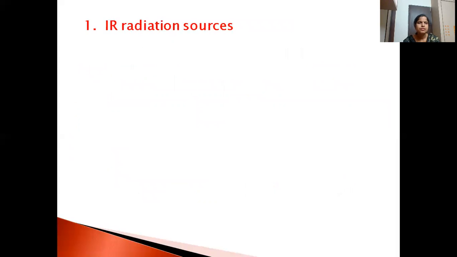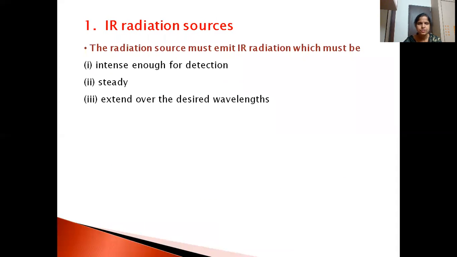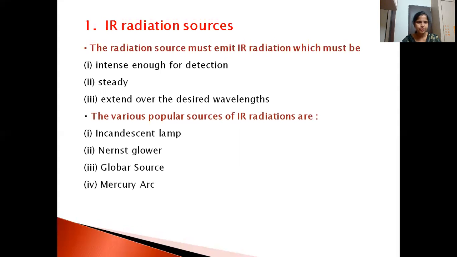Now we'll deal with each one of the components. First, IR radiation sources. What are the various IR radiation sources that we use? All IR radiation sources should be highly intense, because when the radiation is intense, it is very easy to detect. The radiation should also be steady, that means uniform, extended over the desired wavelength. Whatever wavelength we need, that particular wavelength has to be focused onto the sample.